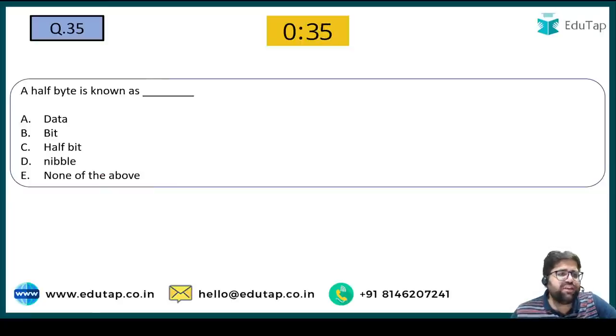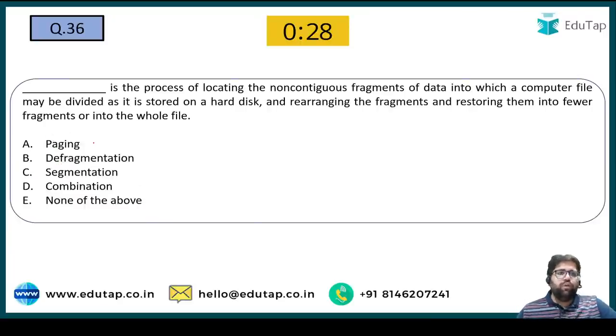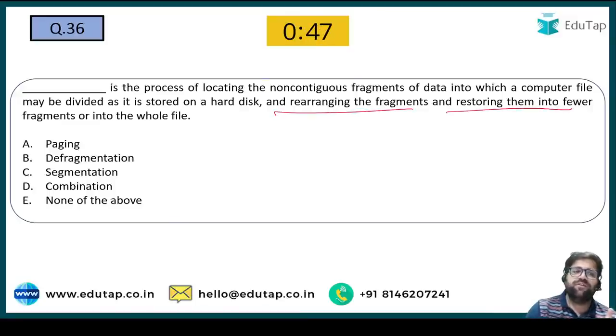What will be the correct answer of question number 35? Yes, it will be nibble. We have just discussed that there are 4 bits in a nibble. Question number 36. Dash is a process of locating non-contiguous fragments of data into which a computer file may be divided as it is stored on hard disk and rearranging the fragments and storing them into fewer fragments of the whole file. A very long question to read, but a very easy question to answer.